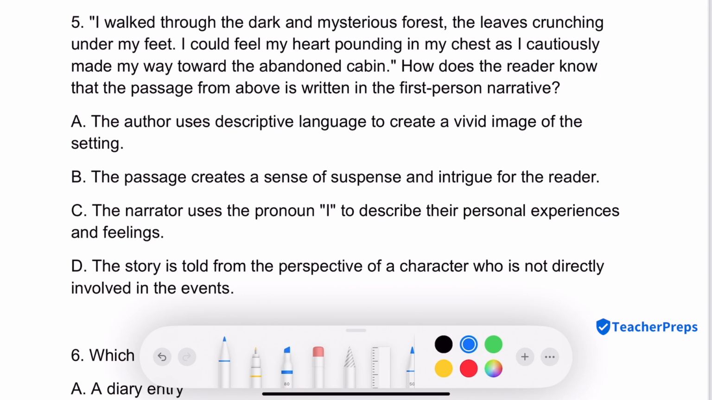Moving on to question number 5. This asks, I walked through the dark and mysterious forest, the leaves crushing under my feet. I could feel my heart pounding in my chest as I cautiously made my way toward the abandoned cabin. Now, the question asks, how does the reader know that the passage from above is written in the first person narrative? Take a moment here, read the answer options, and select the one that's most appropriate.